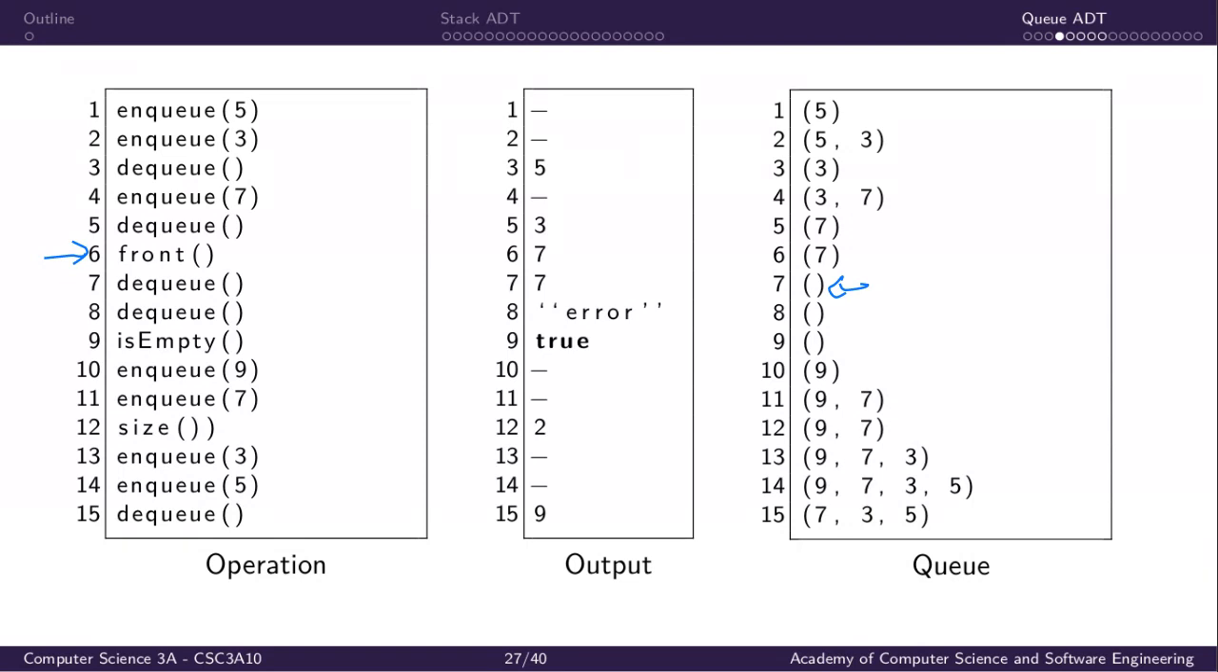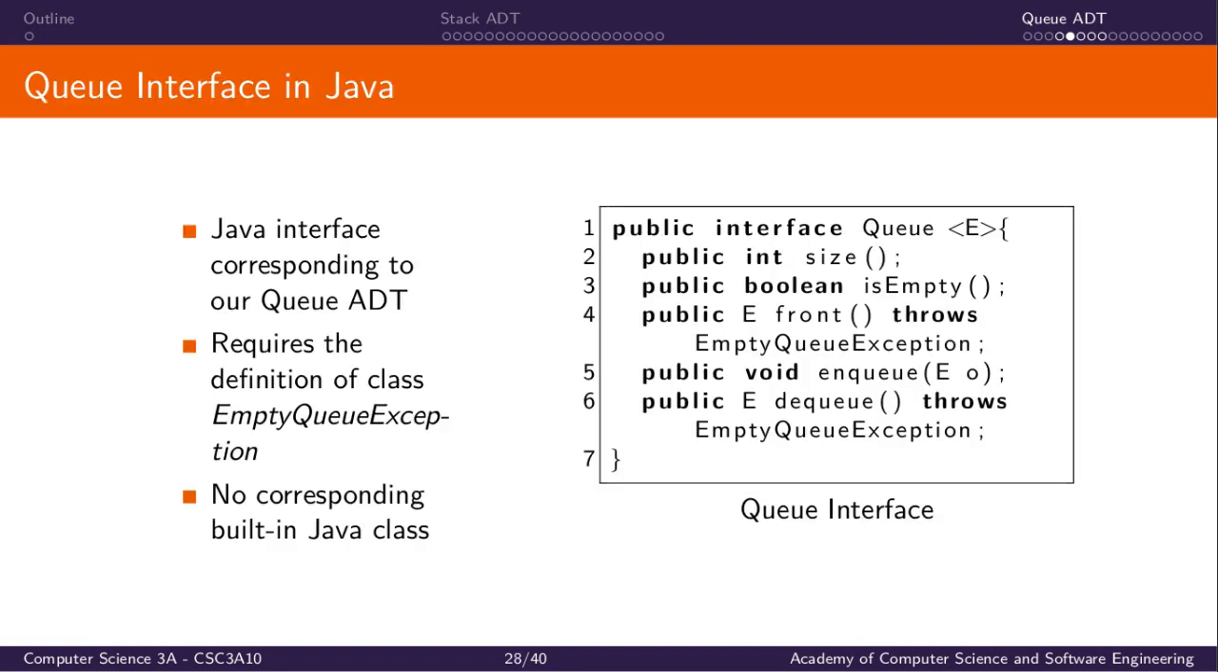Then enqueue 9 goes to the back of our queue, which is also the front, and enqueue 7 adds 7 to the end of our queue. Size at that moment will then be 2 because we have 2 elements stored within our queue. Then we enqueue 3, 3 is added to the back of our queue, we enqueue 5, 5 is added to the back of our queue. Then if we call dequeue, the front element, which is 9, is removed and returned to us. That is the behavior that we expect.